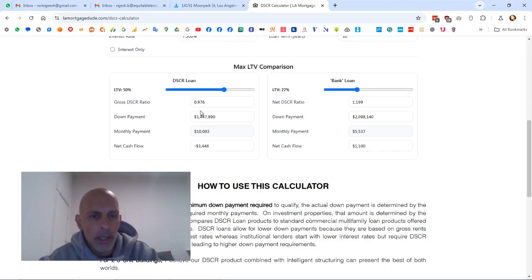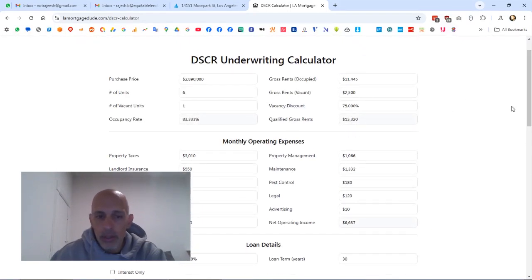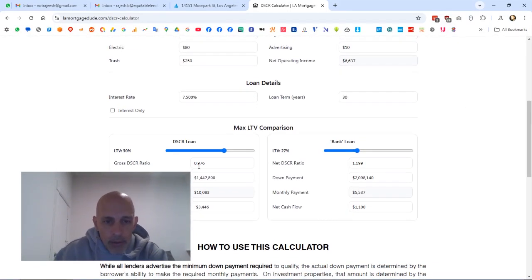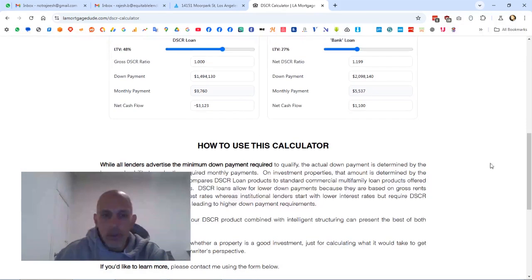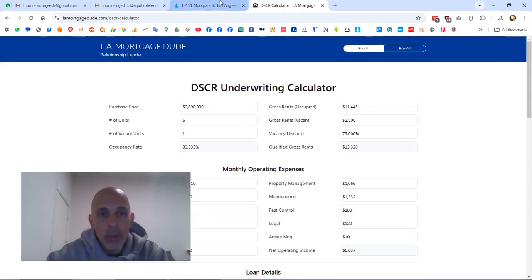On a DSCR loan, as a DSCR lender, what I'm looking at is, does the gross rent cover the monthly mortgage payment? So for example, here at $13,000, all I have to do is make sure the DSCR ratio is a 1.0. And now it works even though you're not cash flowing. So from an investor standpoint, this is a horrible deal. From a lender standpoint, this is getting green stamped, green checked, and approved from a DSCR loan standpoint.